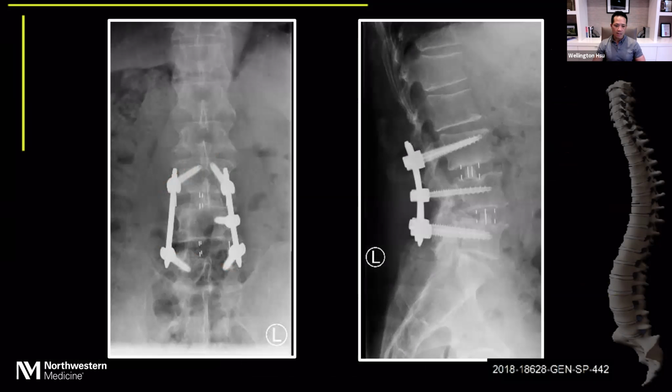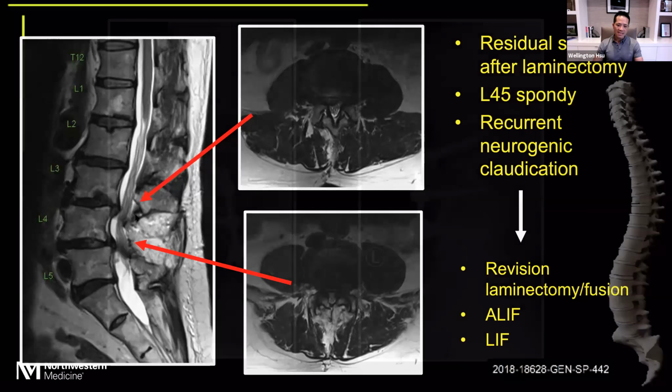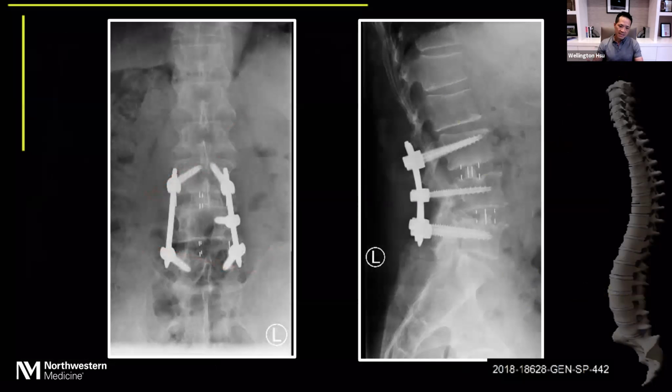So again, let me go back here. This patient has collapsed disc spaces, right? And so the reason for his stenosis is because of the disc. So if that's the case, then improving the height of that disc, it makes sense that could provide you that indirect decompression.